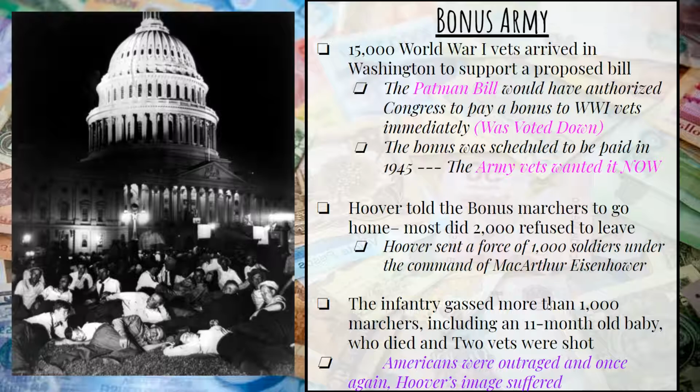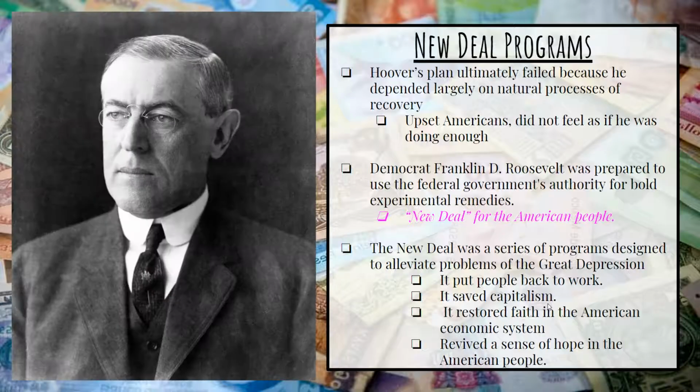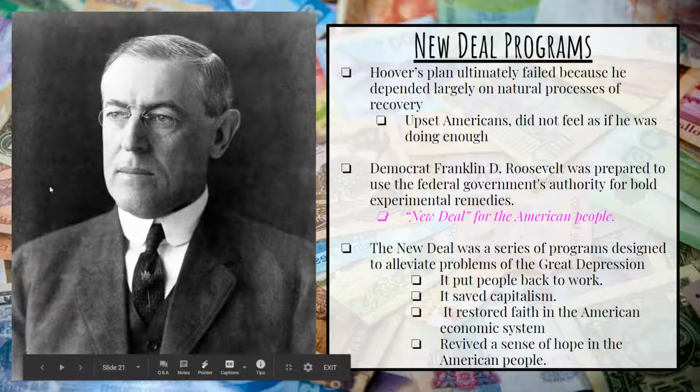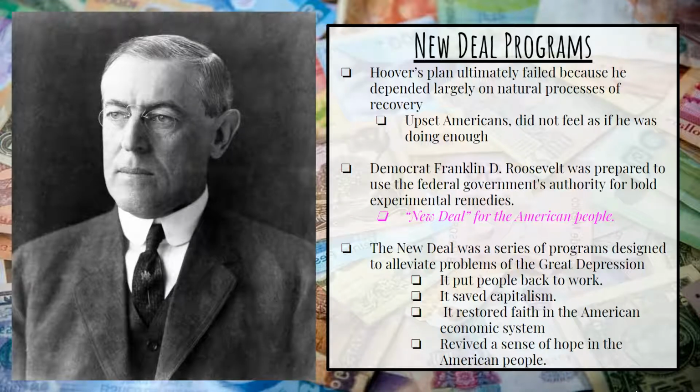So Americans began to be outraged because they're just doing their peaceful protest, their rights that the Constitution provides them. Because of this and his choice not to get involved whatsoever, Hoover's image is going to suffer majorly, which leads to Woodrow Wilson, our next president right here, to get elected. Because his plan failed and he believed in a natural process of recovery where everybody picked themselves up, Wilson's going to walk in and say, this is what we're going to do. We're going to have a new deal for the American people.